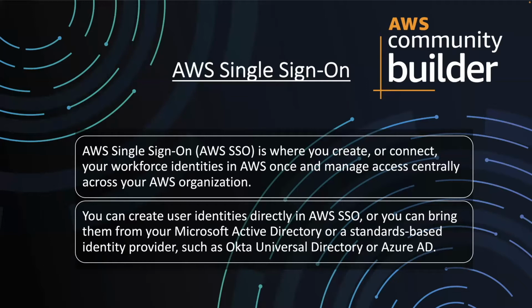You can choose to manage access to your AWS accounts or cloud applications via AWS Single Sign-On. You can create user identities directly in AWS Single Sign-On, or you can bring them from your Microsoft Azure directories or any other standards-based identity providers such as Okta's Universal Directory or Azure Active Directory.